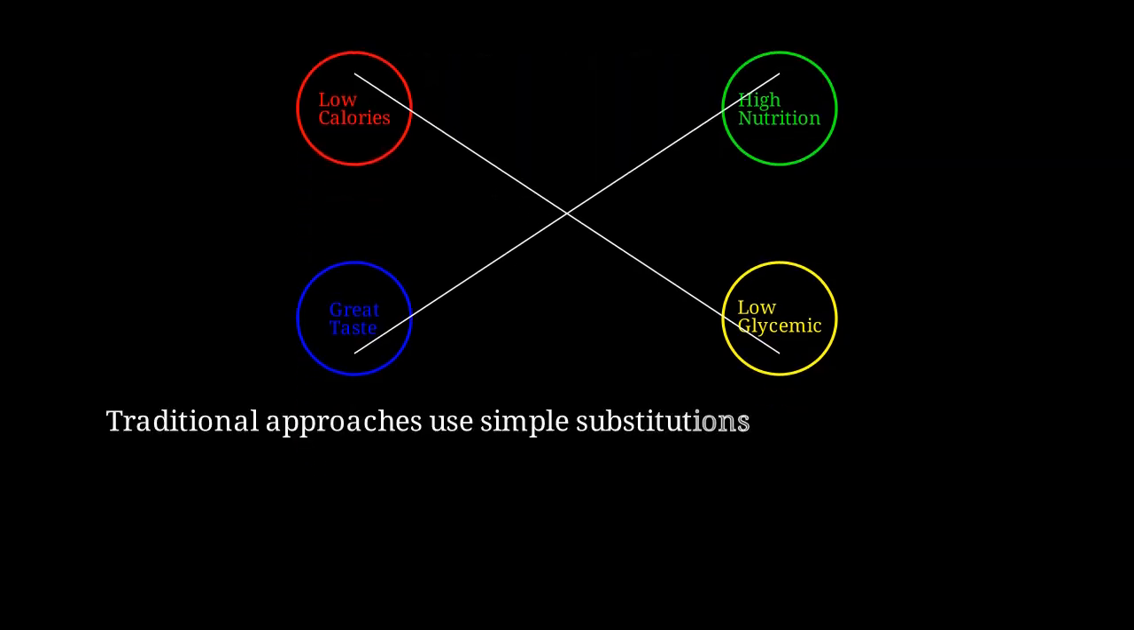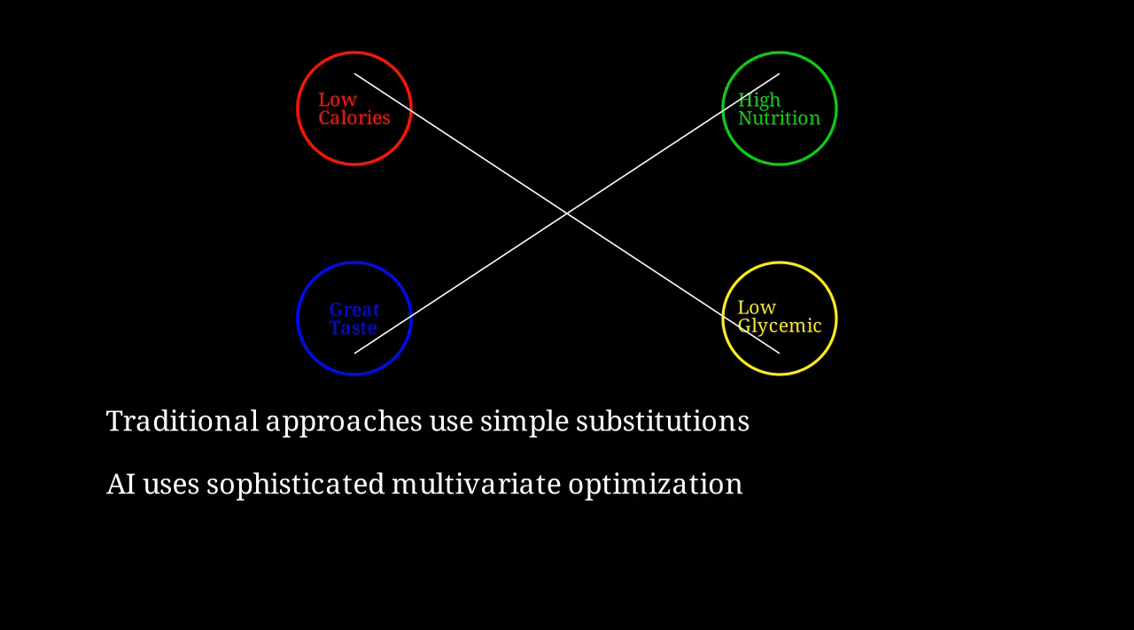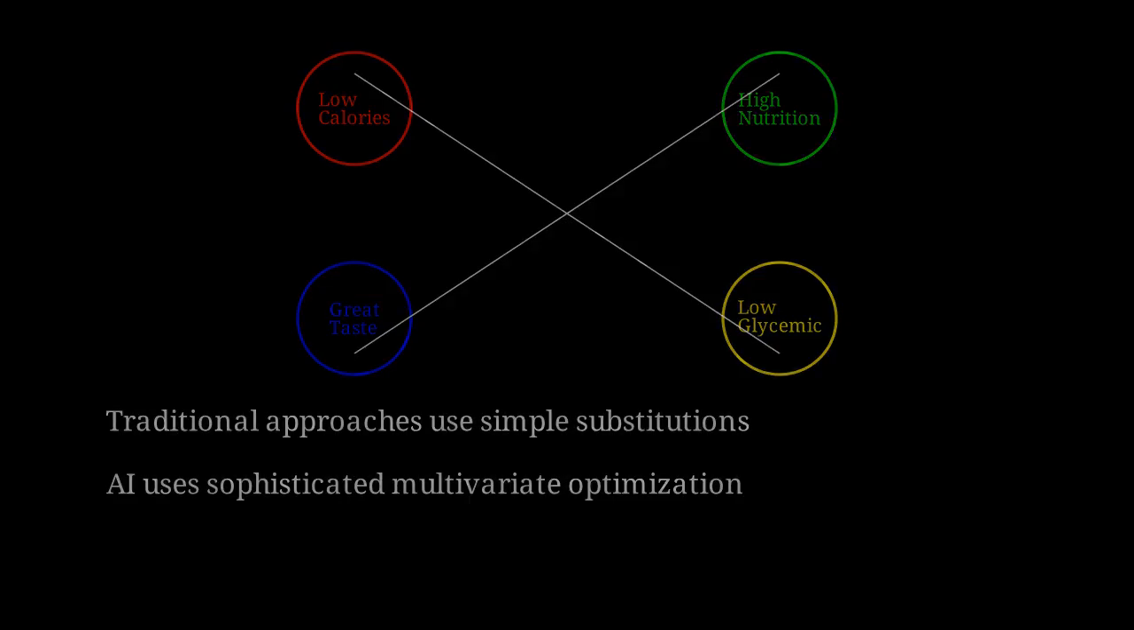Traditional nutritional modification uses simple substitutions. Replace butter with margarine. Use skim milk instead of whole milk. But these approaches are crude and often compromise taste significantly. AI takes a fundamentally different approach. It uses sophisticated multivariate optimization algorithms that can balance dozens of parameters simultaneously while maintaining taste profiles within acceptable ranges.